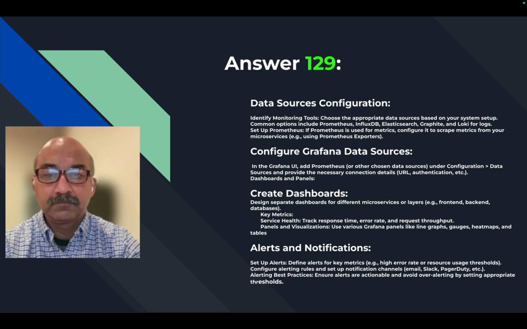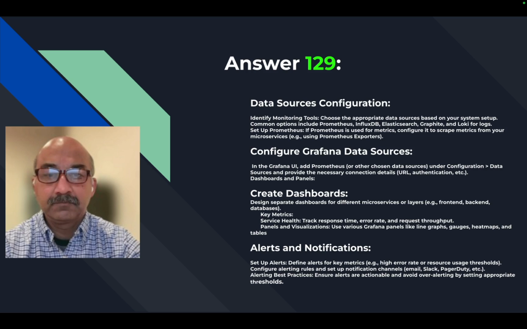Before you can get the data coming in, you have to define what's called a data source. So if, let's say, you were using Prometheus as your data source, that's what you configure in Grafana's interface, so it knows where to get the data from.